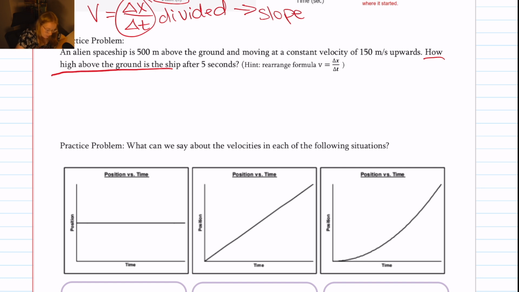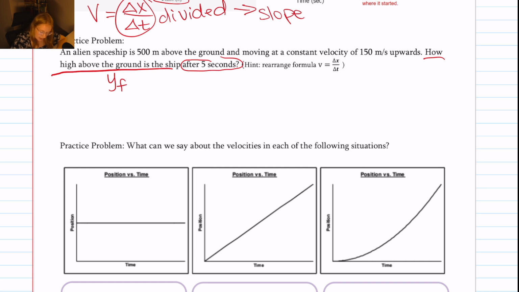Height is more of a position. We could call it y this time, or you can call it x. Since it's moving up and down, it's better to call it y instead of x. X is along the ground. It says how high above the ground is the ship after 5 seconds, so this is going to be after time has passed. So I'm going to call it the height final, yf.